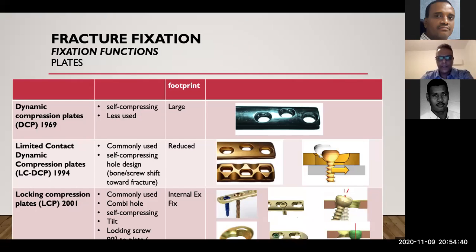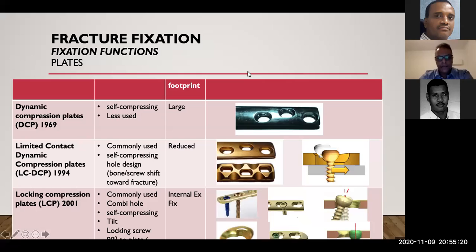This has evolved to the limited contact dynamic compression plate, and this is commonly used, and it has the function of self-compression. This self-compression function is according to the design of the hole. You have an oblong hole, and if you put the screw in an eccentric way, when you compress this screw, the screw bone unit will move to compress the fracture. We'll speak about this more when we speak about the function of the plates.